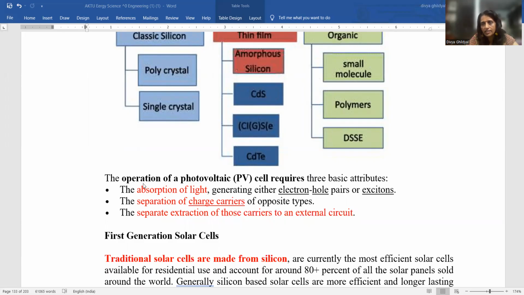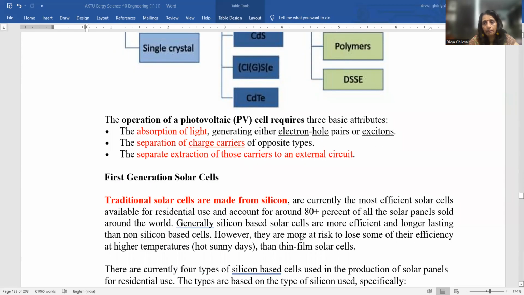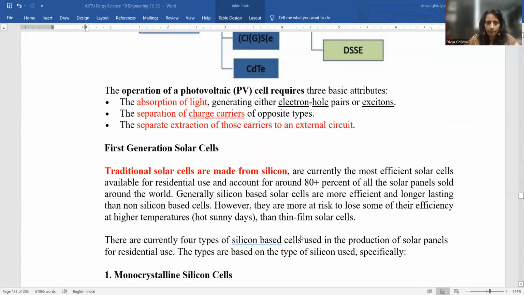So the very first thing is that its absorbing capacity should be high, so that the moment it absorbs energy, it starts generating electron hole pairs which go in for excitation. The separation of charge carriers should be of the opposite types, that is the plus and minus, and you should keep in mind that plus should be going to the plus terminal and minus to the minus terminal.